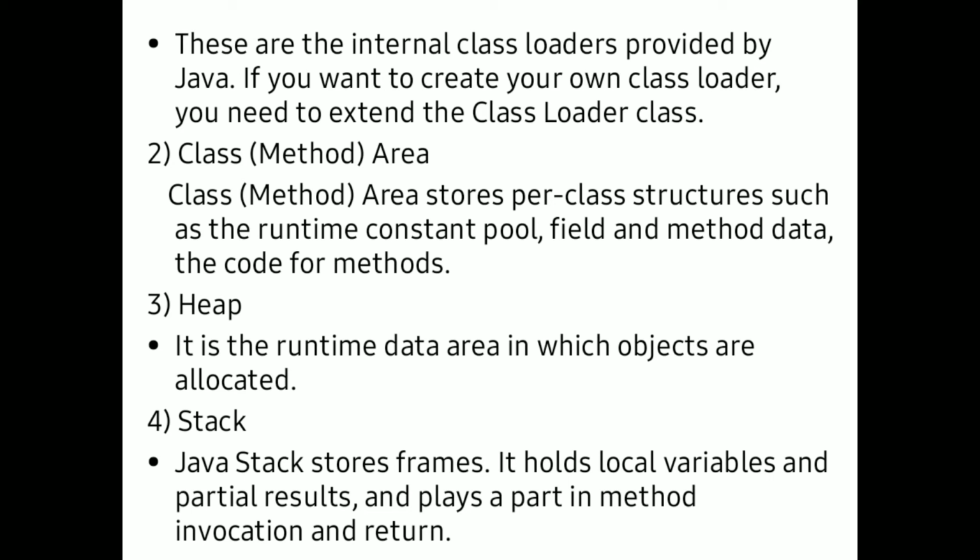So as per the runtime constant pools, the fields, the method data, and the code for the methods present in the class structures, the method area for the classes can be allocated. And the third one is the heap area. It is the runtime area provided by the JVM in which memory is allocated for objects.